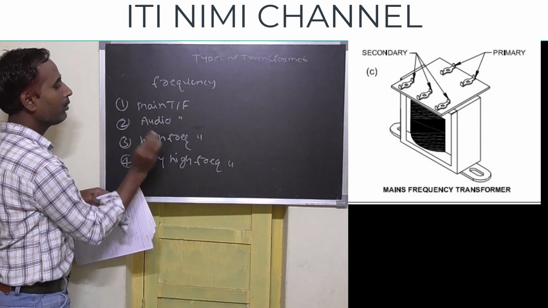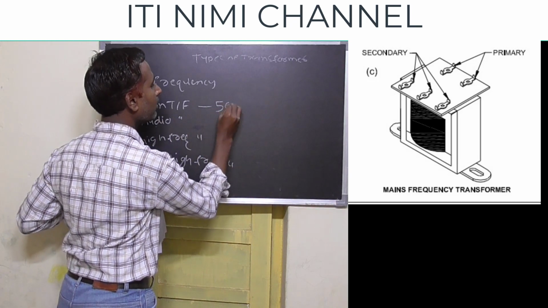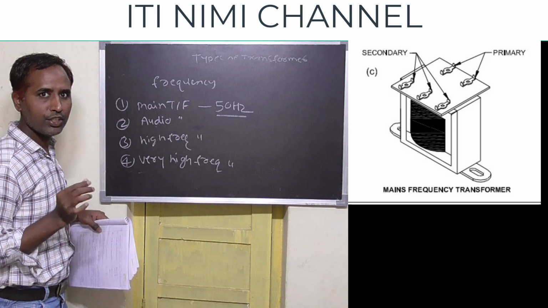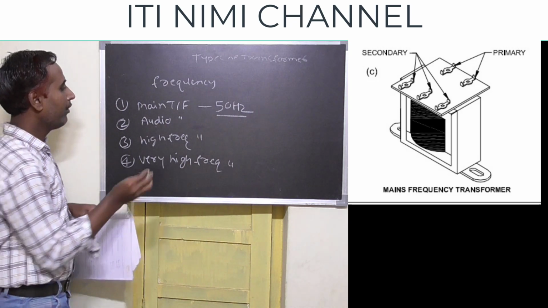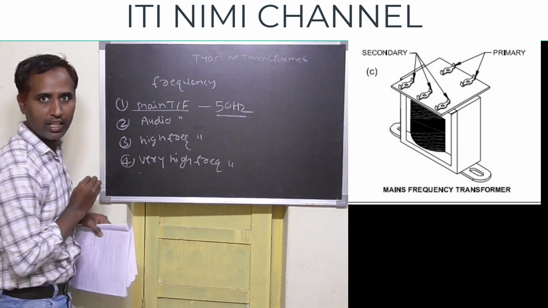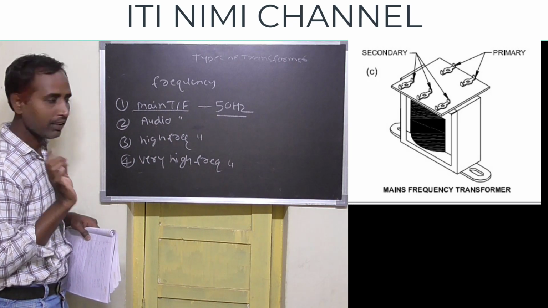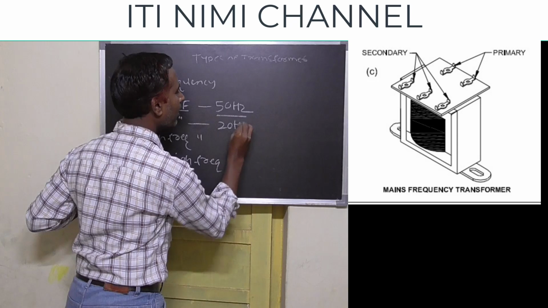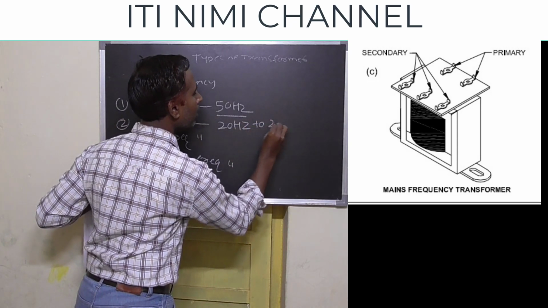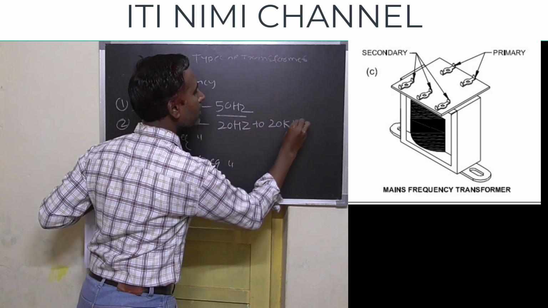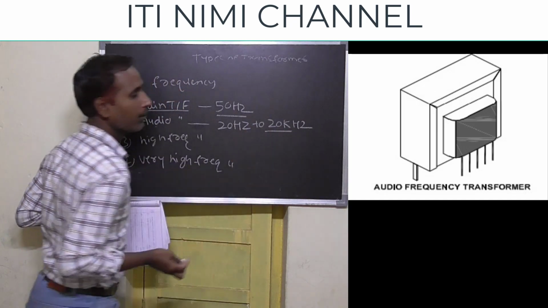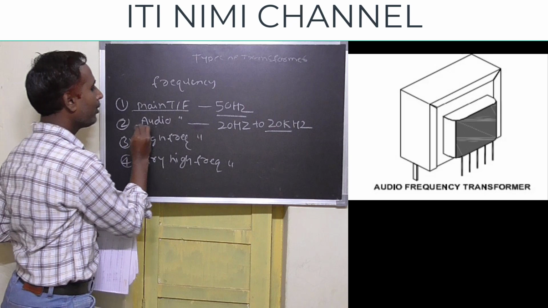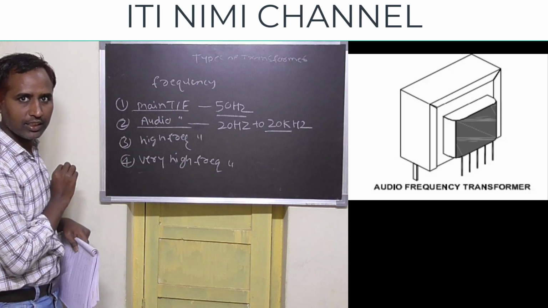The transformer used up to 50 Hz we say is a main type transformer. This is clear. The transformer used from 20 Hz to 20 kilohertz we say is an audio transformer. This is clear.